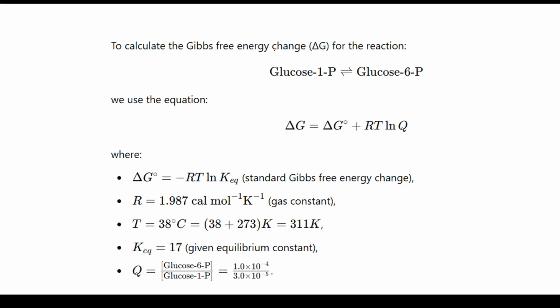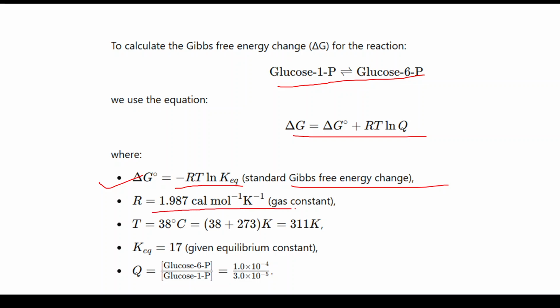So the solution for this question is to calculate the Gibbs free energy change from glucose 1P to glucose 6P. This is our reaction. The equation is delta G equals delta G naught plus RT ln Q. What is delta G naught? Delta G naught is minus RT ln Keq. This is the standard Gibbs free energy change. R is 1.987 calories per mole per Kelvin, the universal gas constant. T is 38 degrees Celsius, so we need to convert it into Kelvin because R is given in Kelvin. So we got 311 K.